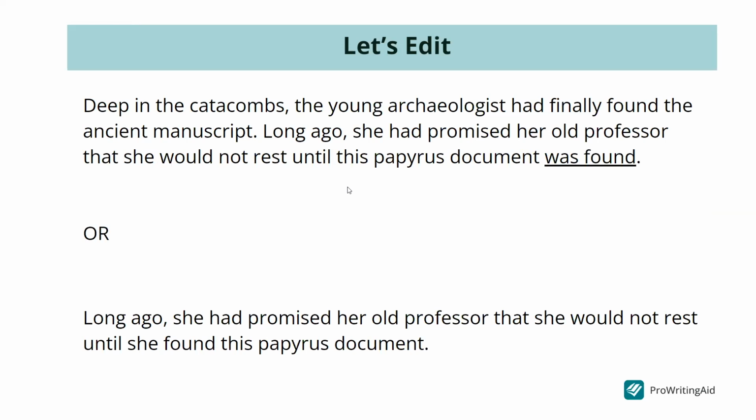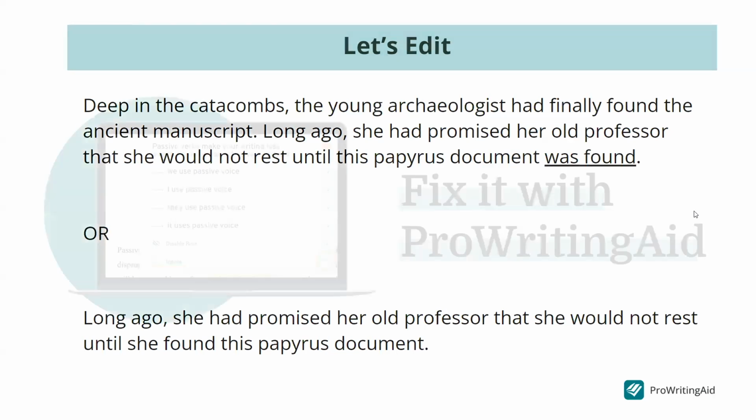So we can change this up a little bit. I have left passive voice in this first example here because the emphasis is on the papyrus document, or we can change that last sentence. So we can say, deep in the catacombs, the young archaeologist had finally found the ancient manuscript. So we've gotten rid of that passive voice. Long ago, she had promised her old professor that she would not rest until this papyrus document was found. Or we can say that she would not rest until she found this papyrus document. What this does is it puts more action and activeness into your writing.